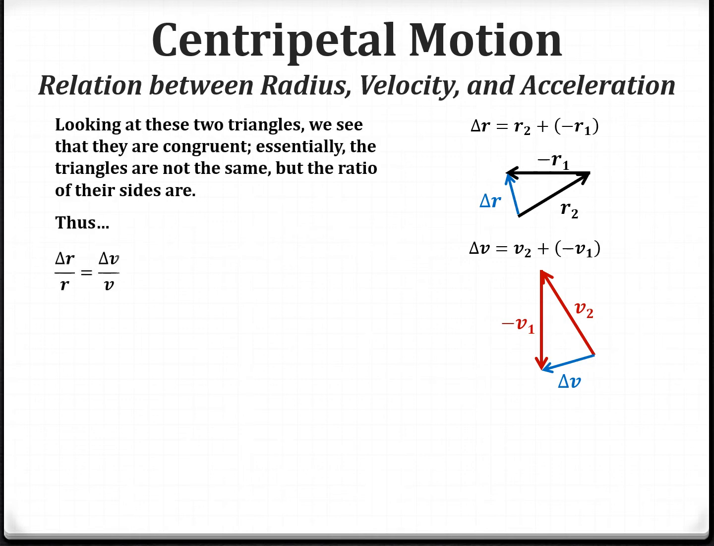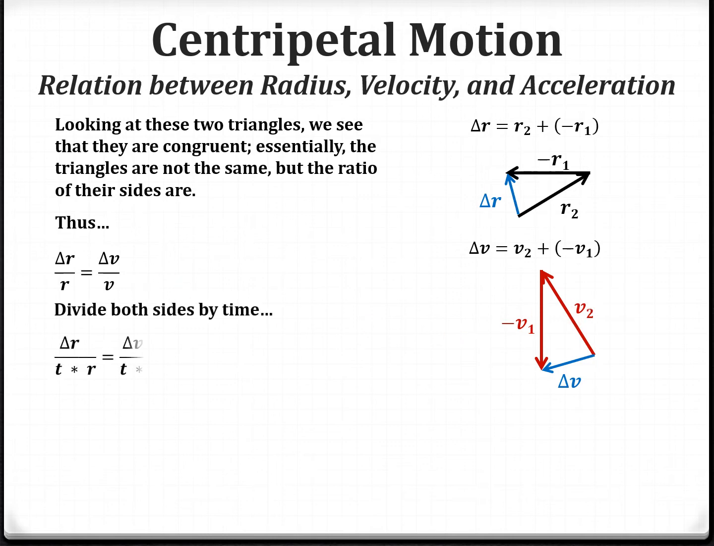So we're going to take these two isosceles triangles and compare the two. Since they're similar, if we take a ratio between the sides, we're going to get the same ratio on both of them. So we take the ratio of delta r over either of these sides. It doesn't matter because they're the same length, so we just call it r. And then delta v over either of these two sides, which is just going to be v. That's going to have the same ratio.